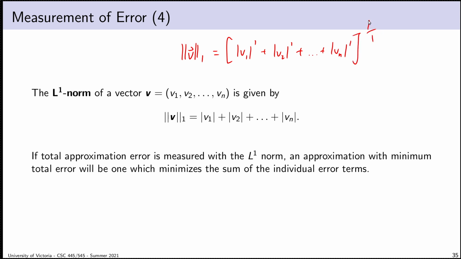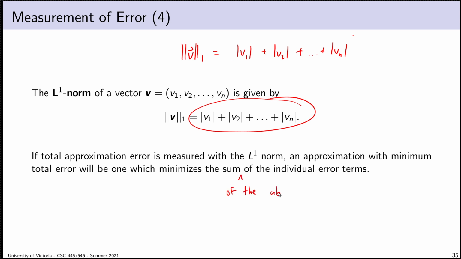And if we take that apart, okay, no, power of 1 over 1 means nothing, power 1 means nothing, this is ridiculous, and we end up with this. And so the L1 norm of a vector is just the sum of the absolute values of each component. And therefore, if I choose to measure my total approximation error using my L1 norm, an approximation that has minimum total error will be one which minimizes the sum of the absolute values of each individual error term. I should actually be careful of that. Sum of the absolute values of the individual error terms.